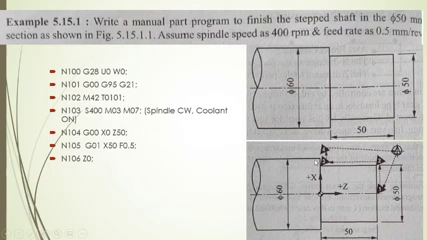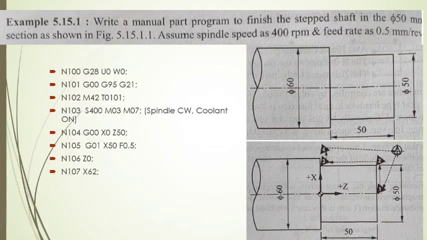To ensure complete finishing operation, we will move the tool 2 mm extra. So currently the shaft diameter is 60 mm, we will use 62 mm so that complete finishing operation can be ensured. So it becomes X62. As you know, the tool is moving only in x direction.